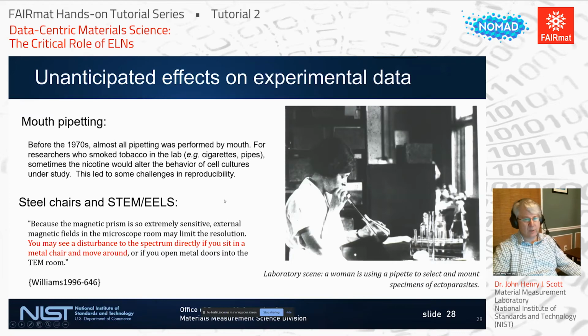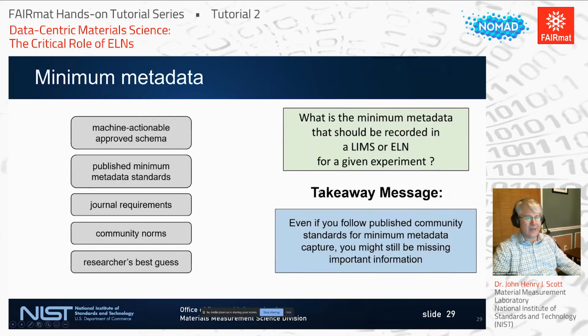And so the point of this is that even if you've done a very good job, or what you think is recorded all the relevant metadata, there still may be things missing. You might be missing something important. Hence, electronic lab notebooks are a way of capturing this information that you might find you need later.